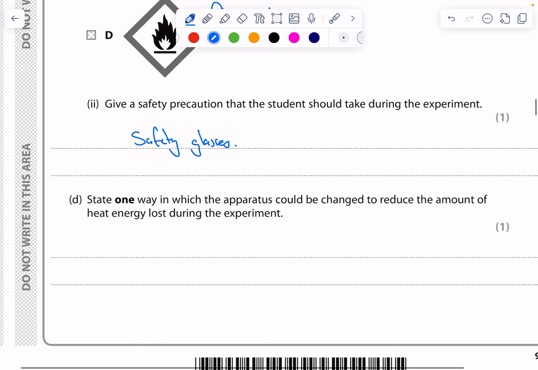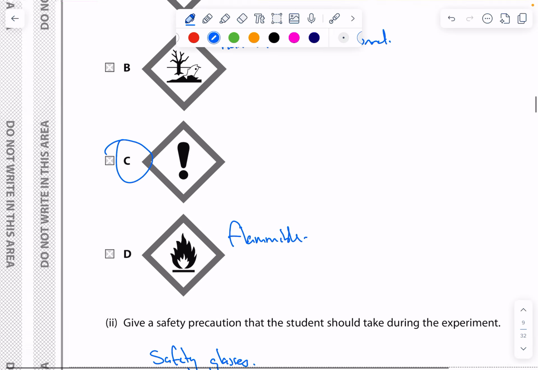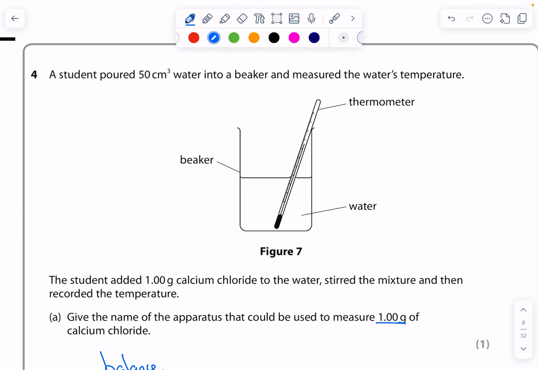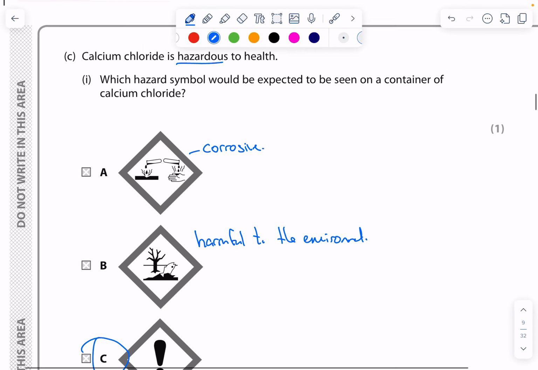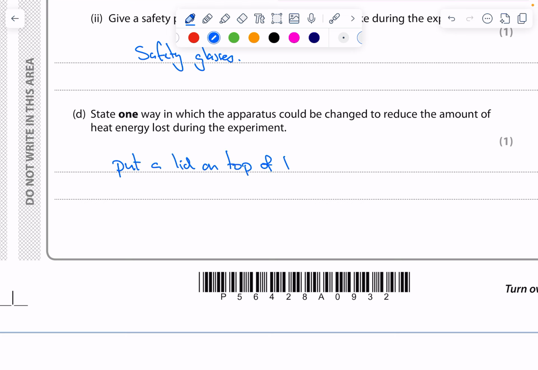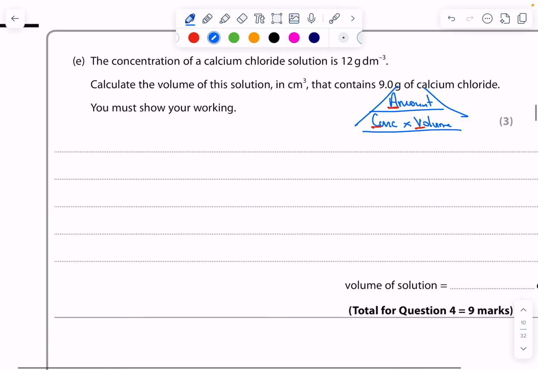State 1 way in which the apparatus could be changed to reduce the amount of heat energy loss. If you come back up to the picture of it, any heat that's going to be generated in the water is going to be released out through the top. So if I was doing this, I'd want a lid to insulate and keep the heat in. So here I'm going to put a lid on top of the beaker and get me a mark.